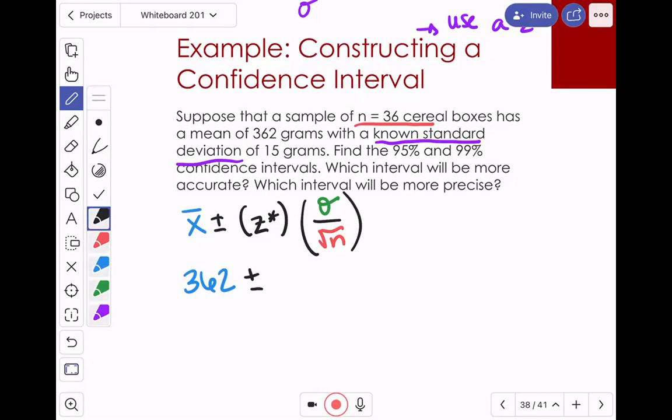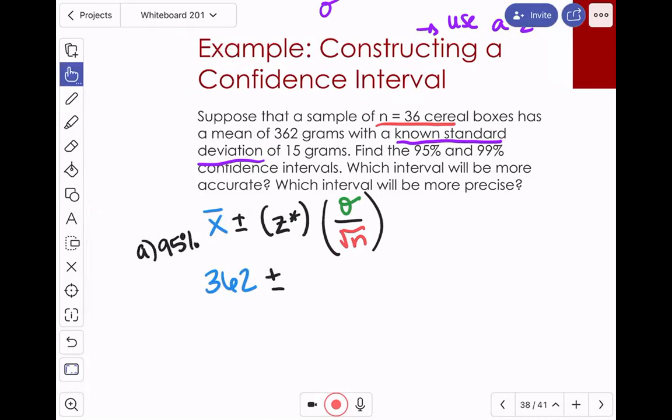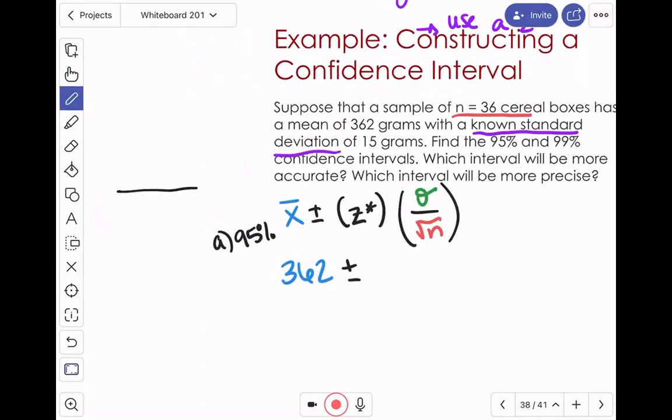my z star. Well, my first interval is at 95%. What is the z star for 95%? How would we find that? Do you remember how to find that? Draw a normal curve. How much area is on the inside of the normal curve? 95. How much on the outside then? 5. Over here is 2.5. So I would do norm.inv and do 0.975.